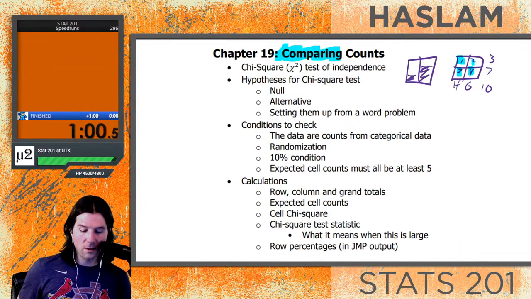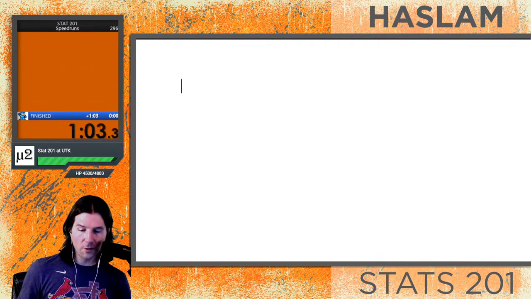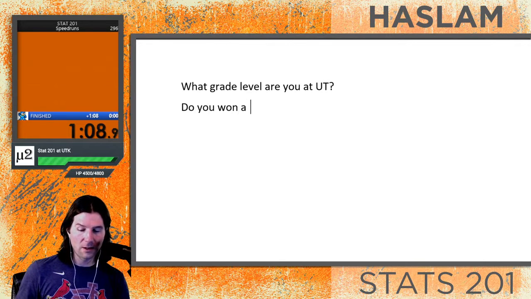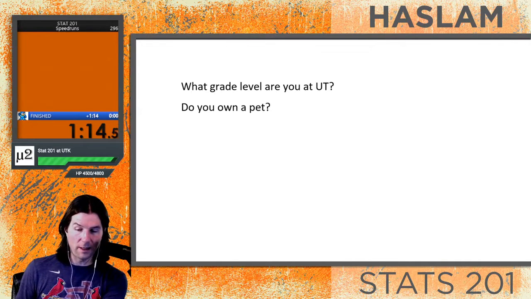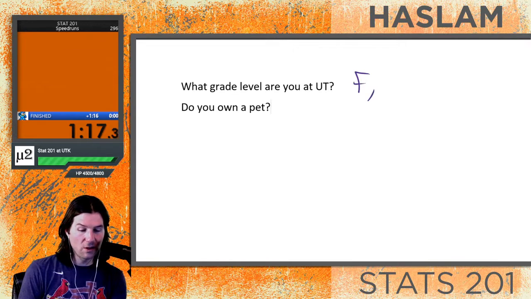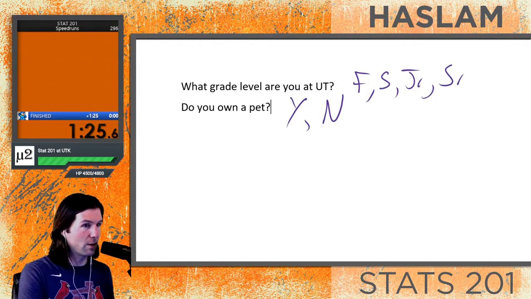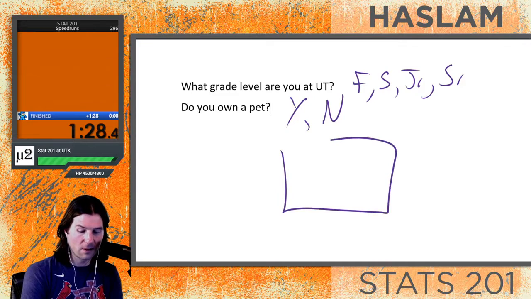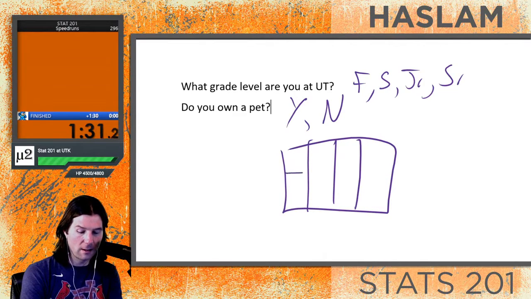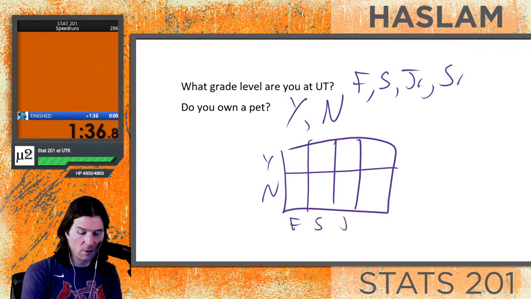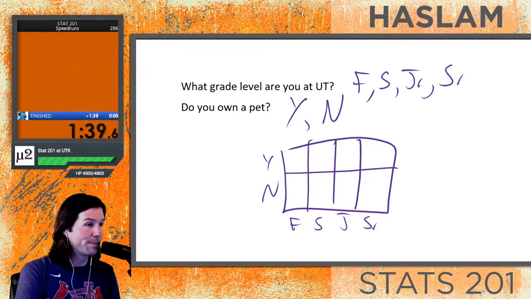What would be an example of this? Well, classic questions like, what grade level are you at UT? Do you own a pet? Do you want a pet? The answers to these questions are going to be things like freshman, sophomore, junior, senior, which is categorical, and then, do you own a pet? Yes or no. So here, we would have a graphic that looks like this, with groups yes and no, and freshman, sophomore, junior, and senior. And there we go. That's what we get.